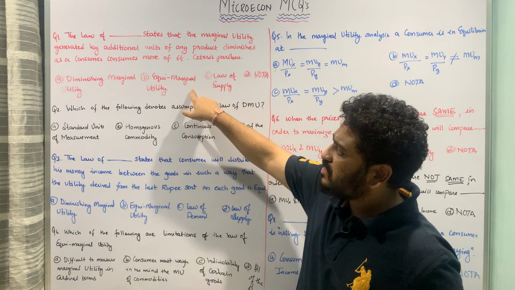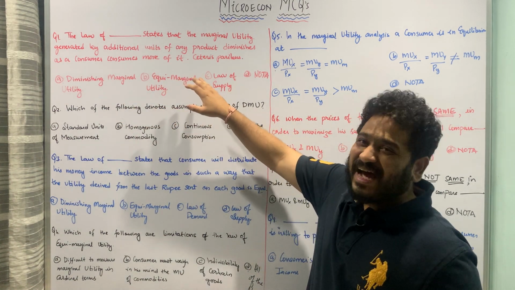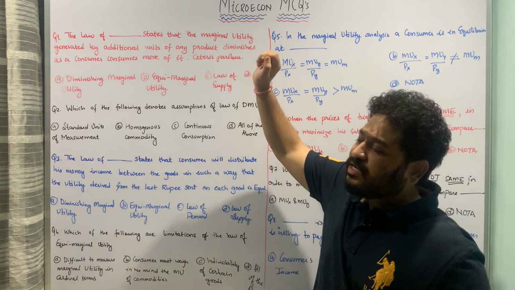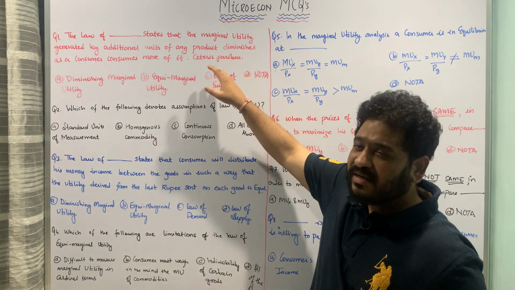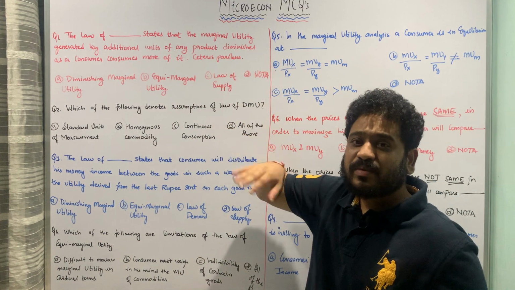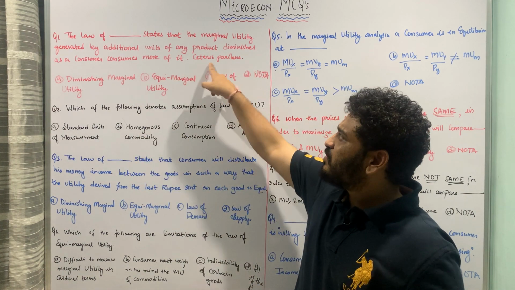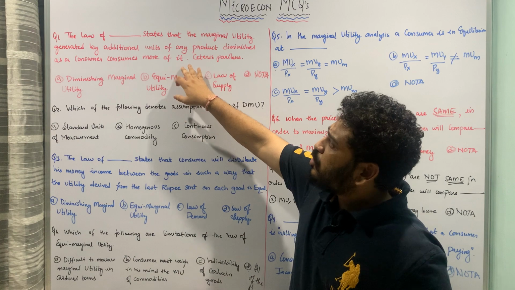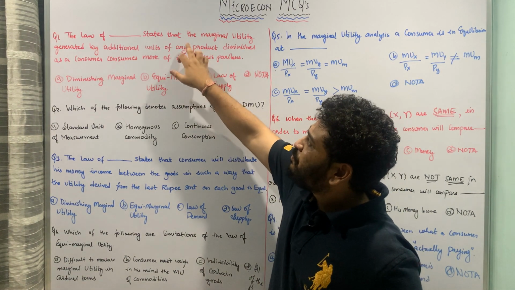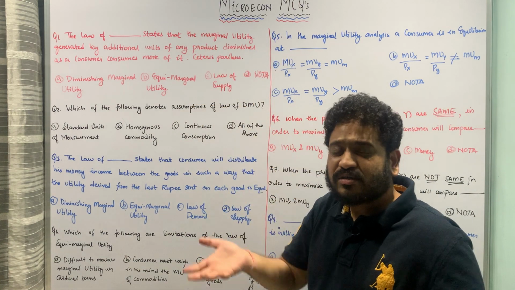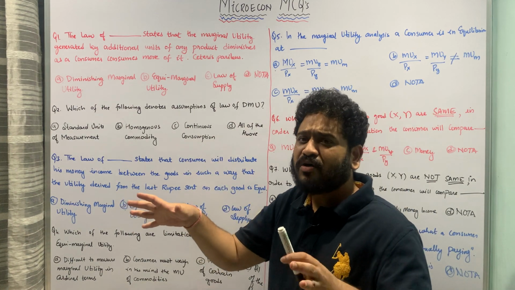The first question in this lecture is regarding the laws, and it is stated like this. The law of dash states that marginal utility generated by additional units of a product or commodity diminishes as a consumer consumes more of it, holding constant the consumption of all the other commodities, or something called ceteris paribus. So which law is this the statement of? That means the marginal utility generated by additional units of a commodity tends to diminish as the consumer consumes more of it, holding constant the consumption of all other commodities.